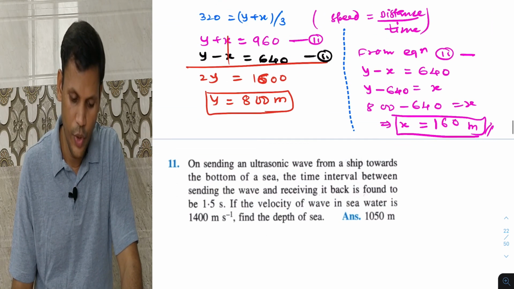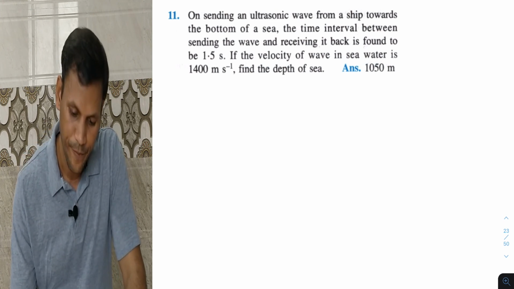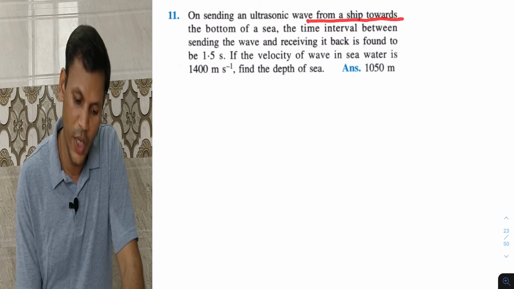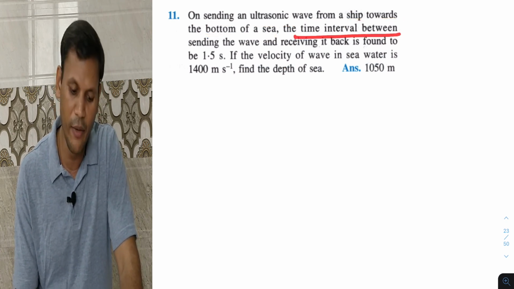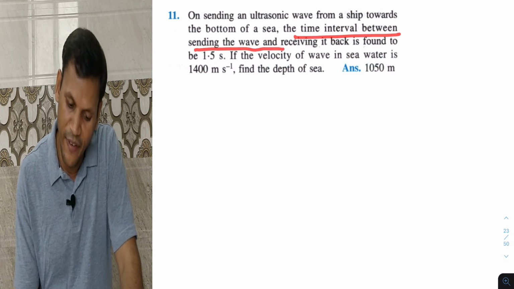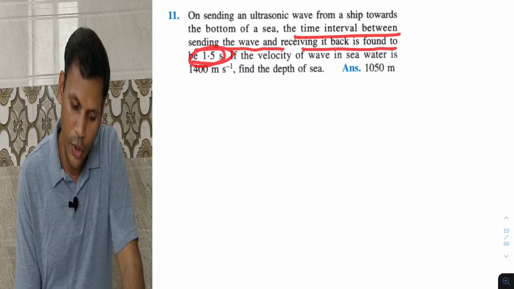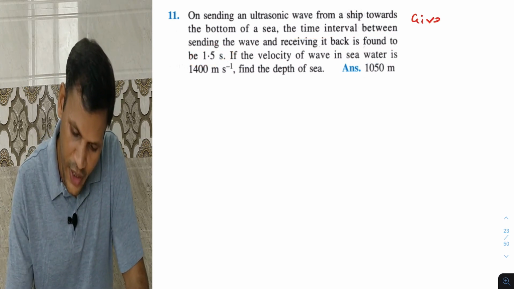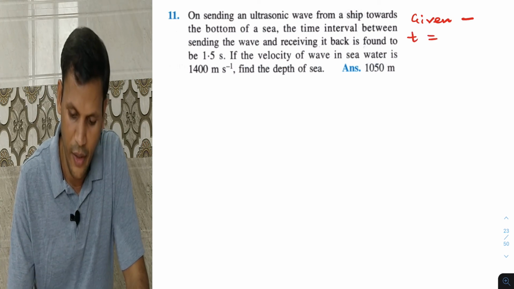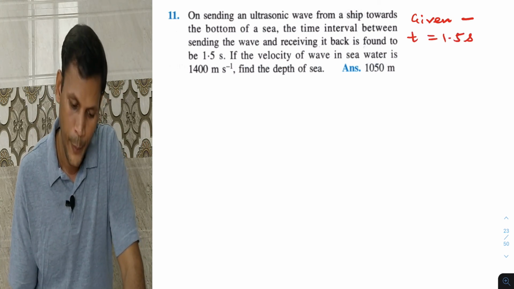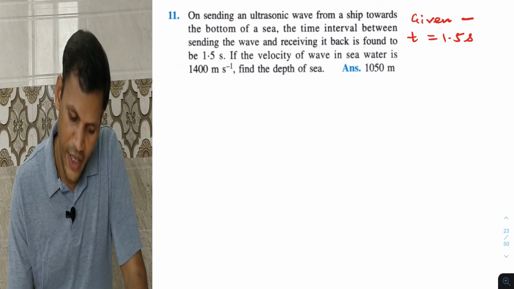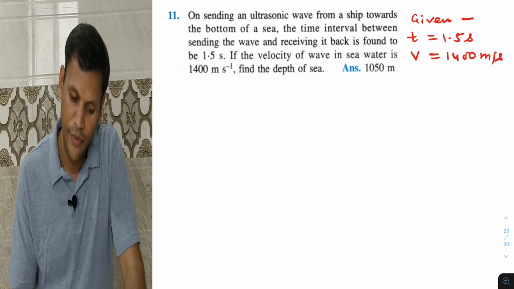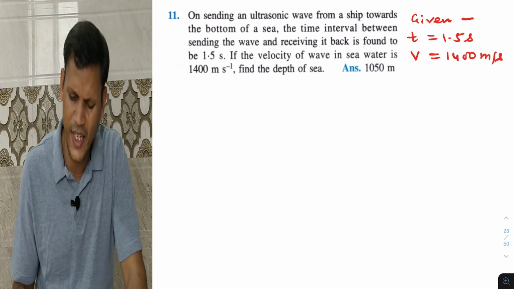Now next is question number 11. On sending an ultrasonic wave from a ship towards the bottom of a sea, the time interval between sending a wave and receiving it back is found to be 1.5 second. So this is time for echo. So what information is given? Just we can write time for echo T is given 1.5 second. If the velocity of wave in sea water, that is v, is equal to 1400 meter per second, we have to find out the depth, means distance is to be found out.